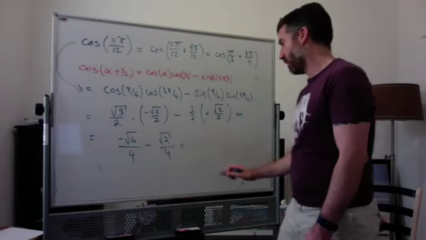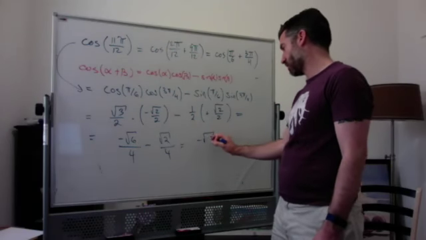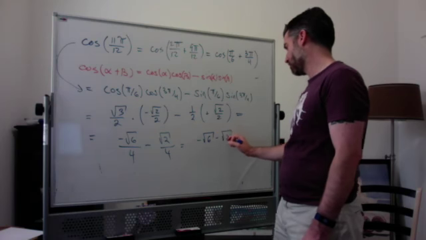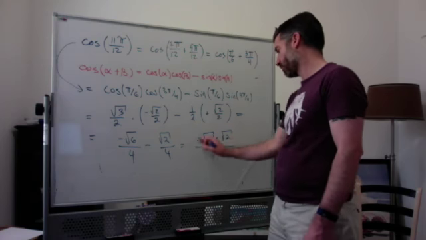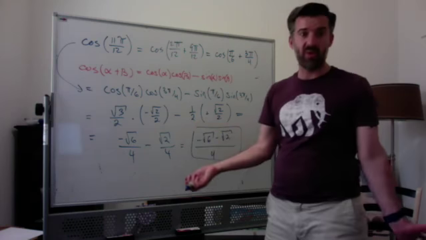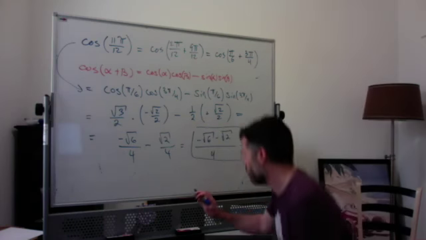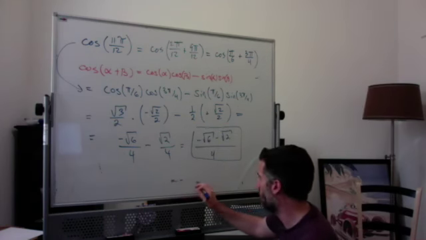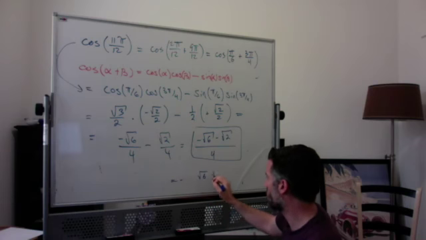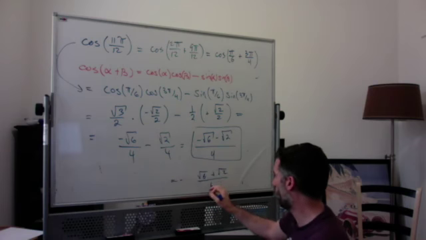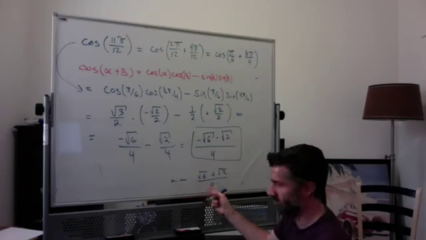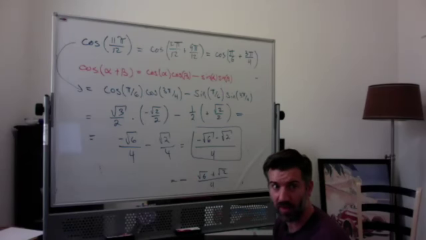And then you should always put these together in one fraction. You should write this one as negative root 6 minus root 2 all over 4. Or if you prefer, you can factor out the negative and write it as negative root 6 plus root 2 all over 4. Just make sure that negative is way out in front of the fraction if you want to write it that way.